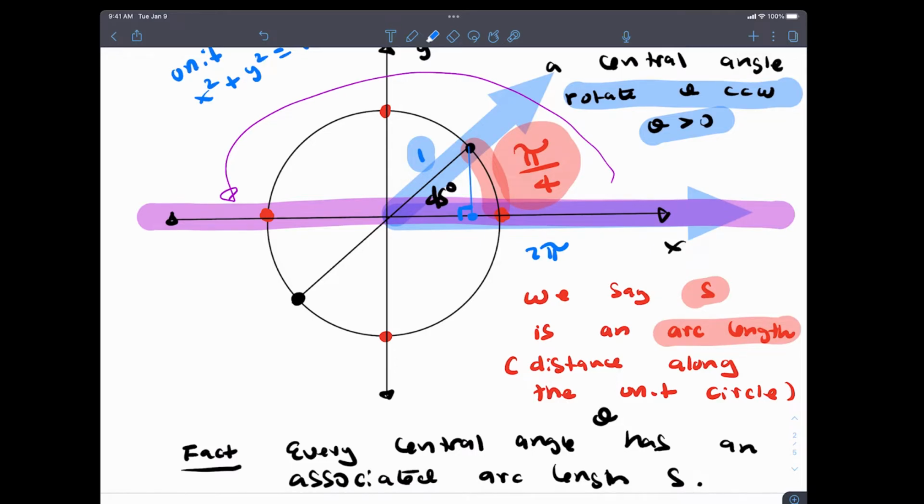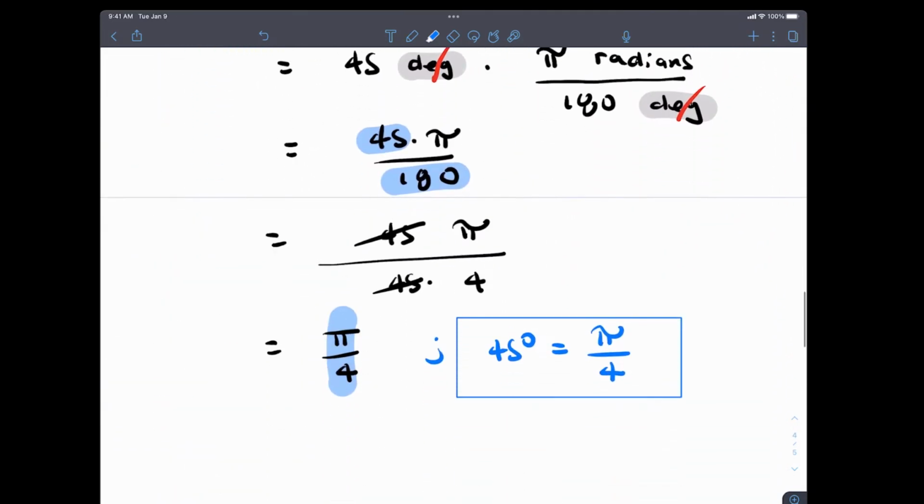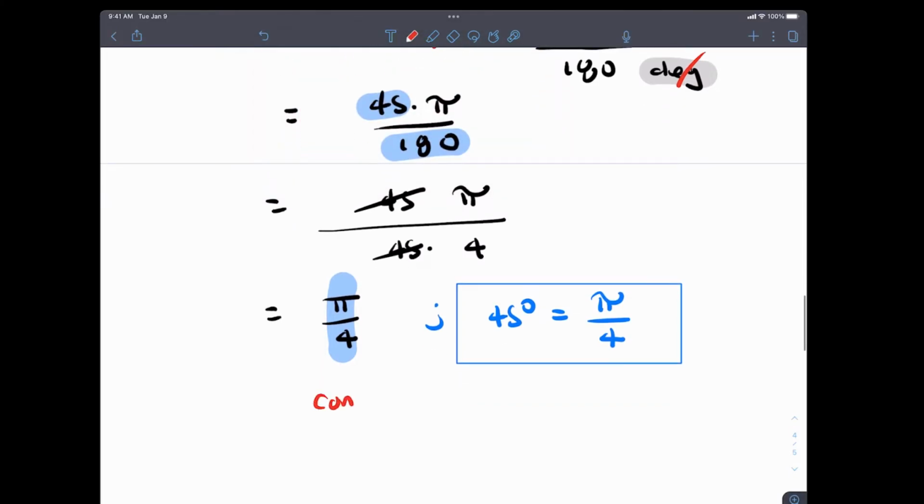Okay, so this is a conversion process. You know what they call this? What did you just convert? This is how you convert what? Degrees to what? Radians.